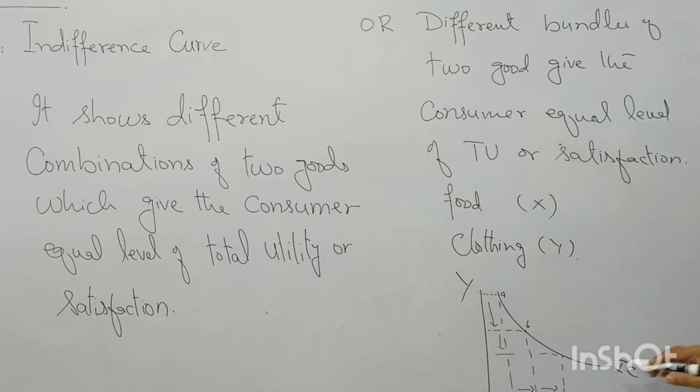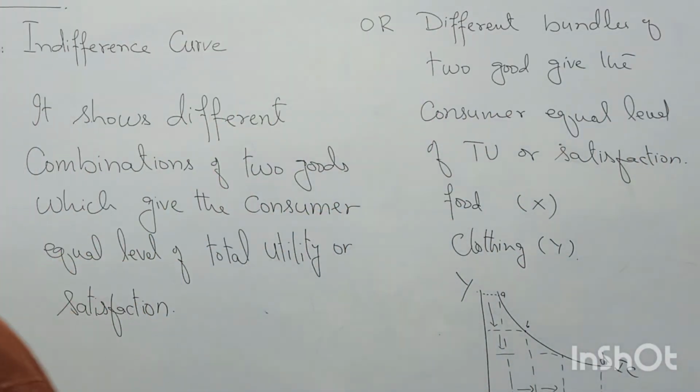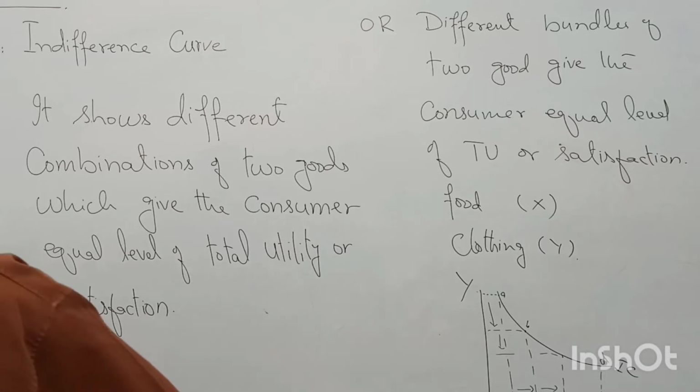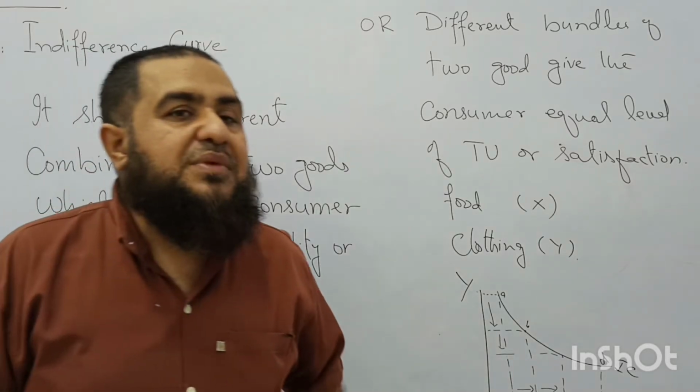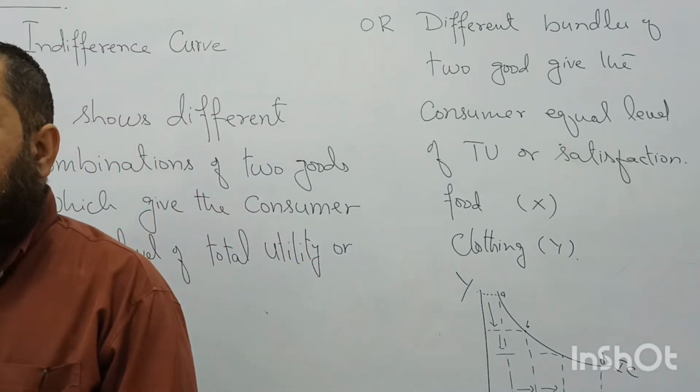Clear? You can say this is point D. At D, the consumer is having more X and less Y. But again I say, the satisfaction level is the same, whether he stays at A, B, C, D or any point along one indifference curve. Followed my point? So the indifference curve is that which shows the consumer preferences. So along one indifference curve, what is happening? The total utility or total satisfaction of the consumer will remain the same. Followed? What is the meaning of indifference curve over here?